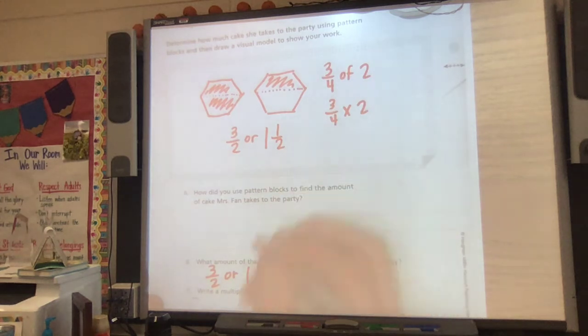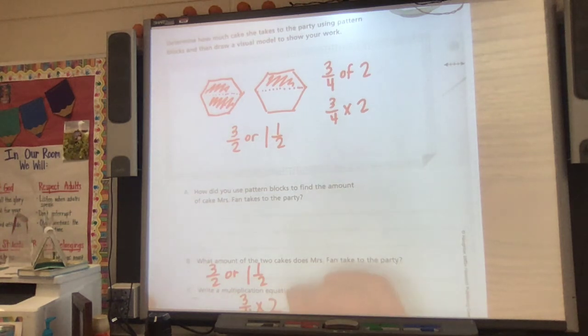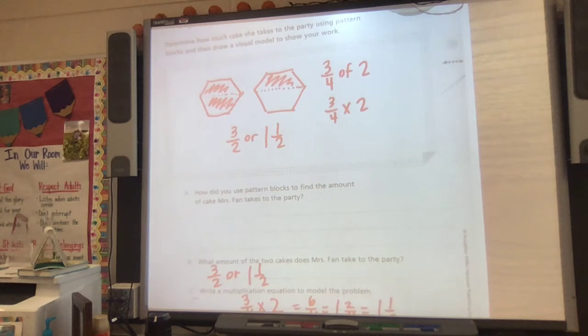And write the multiplication equation. We are just doing this all the way. So 3/4 two times is 6/4, or 1.5. Okay. 1 2/4, which is like 1.5.